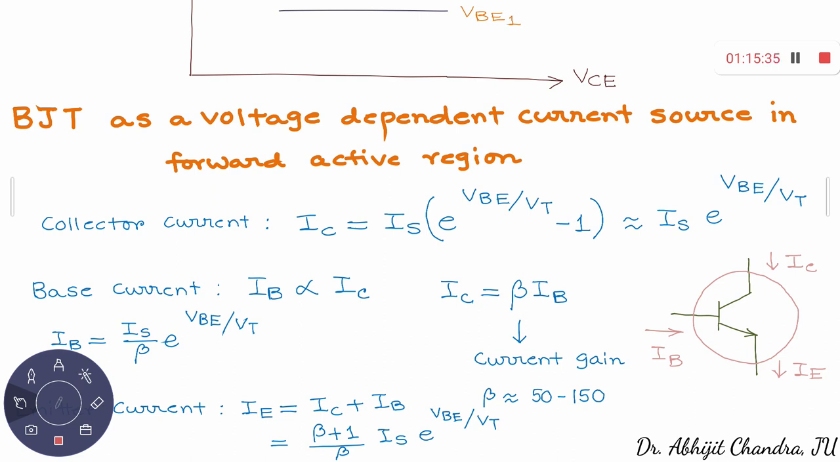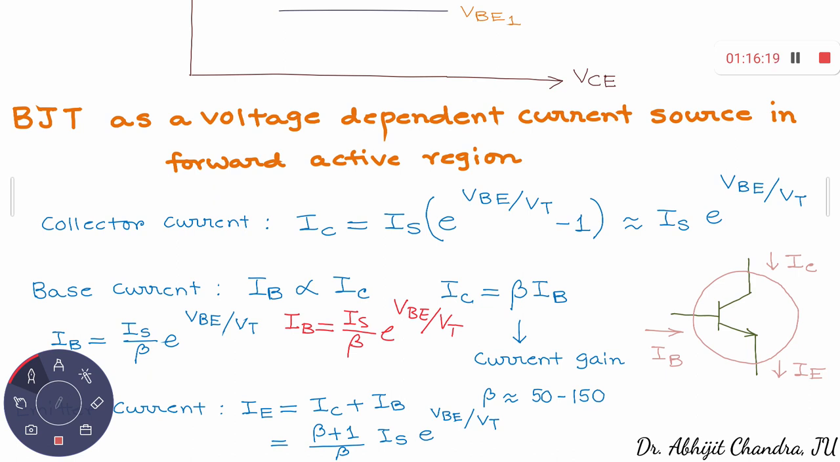Sir, tell me, IB, does it depend on the same factors as IS? IB or IS? Yes, so basically this is IS upon beta. Yes, that's true. So what is your IB? IS upon beta e to the power VB by VT. Almost. So IB, the base current, is IS upon beta e to the power VB by VT.